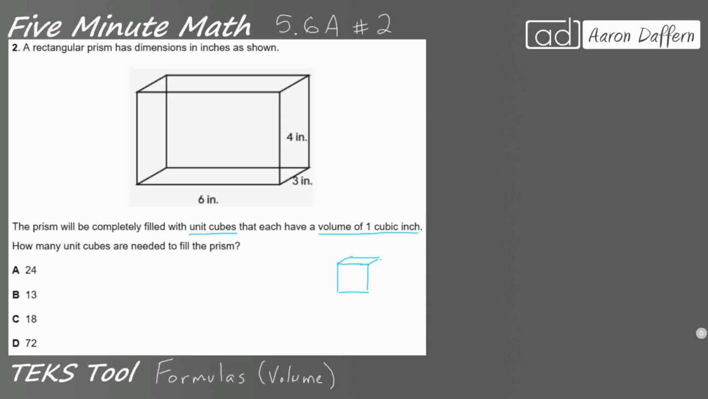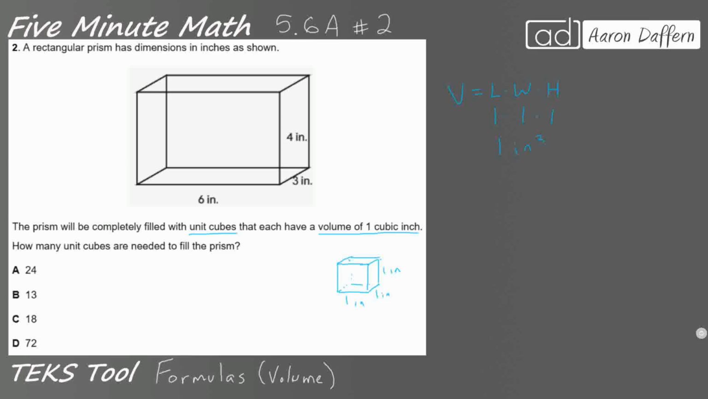So what that means, if volume gives us the space inside of a three-dimensional object, that means we've got 1 inch length, 1 inch width, and then 1 inch height. So one way to think of volume is length times width times height. So if we look at that unit cube, it's going to be 1 times 1 times 1. Well, what's 1 times 1 times 1? That's going to be 1 inch.